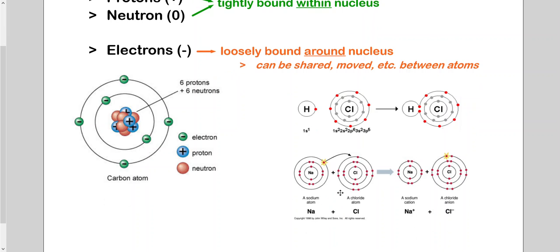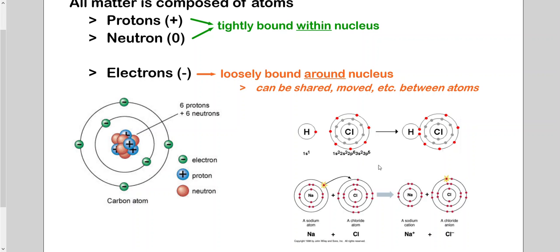Or another example, like in NaCl, the electron actually moves from one to the other, so we end up with Na+ and Cl-. So those are just examples that hopefully you recall from chemistry class where we see electrons moving or being shared, whereas protons and neutrons don't. And that's really going to become important in our understanding of electrostatics and electricity.